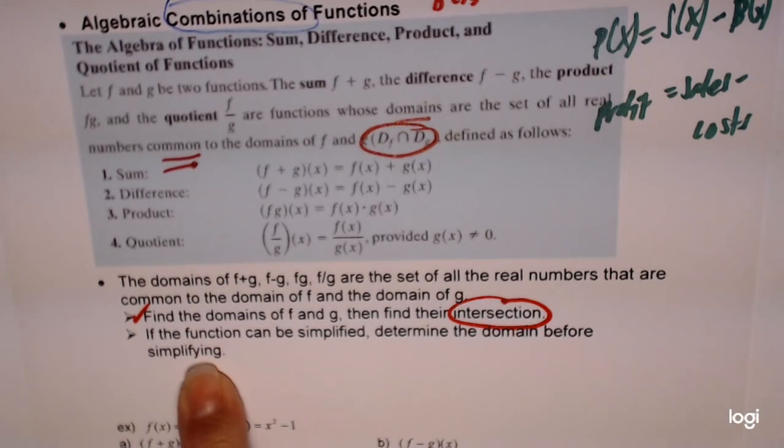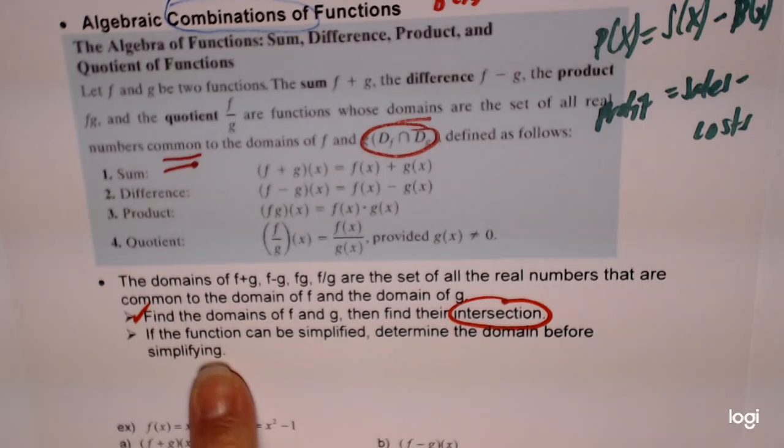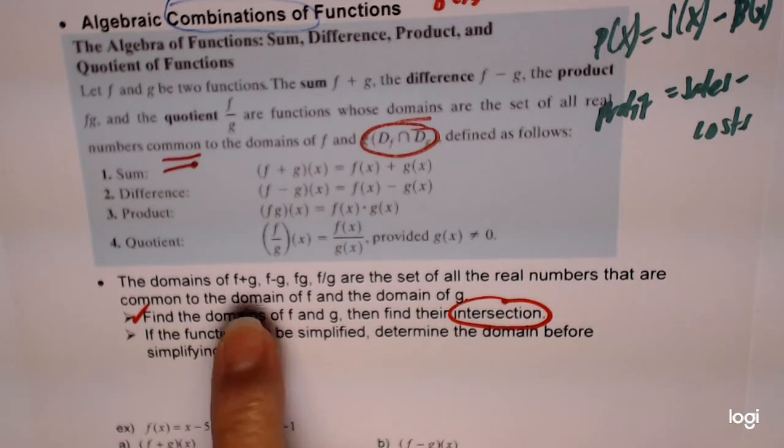And one final note here, if the function can be simplified, so if we create one of these complex fractions, we're going to determine the domain before we simplify to make sure we have covered everything. So I'm going to stop this video here. I think it's long enough. And then the next two videos we'll get into some examples.